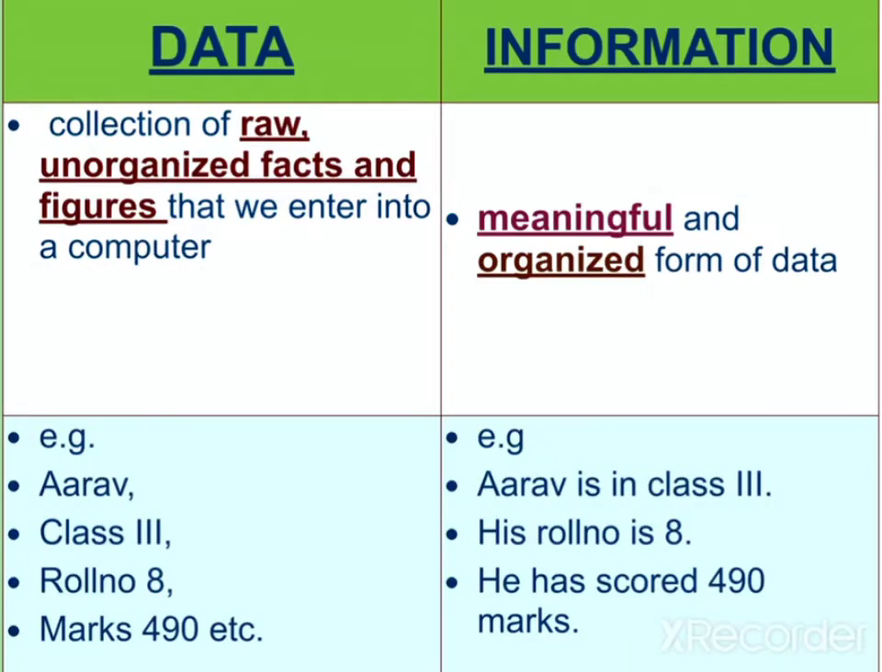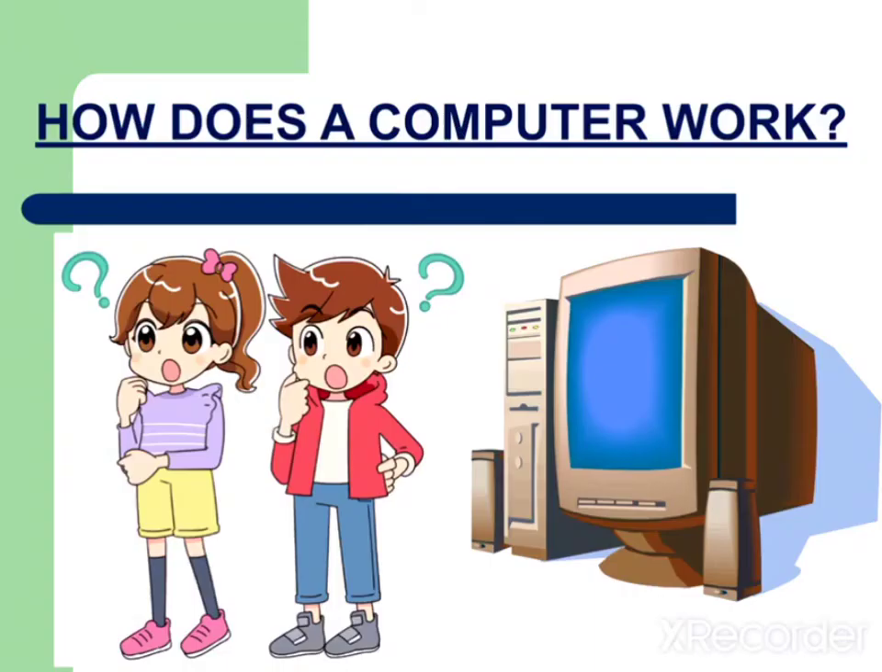You also learned the difference between data and information. Data is unorganized facts and figures, and the meaningful and organized form of data is information. Now let us start the new topic: how does a computer work?